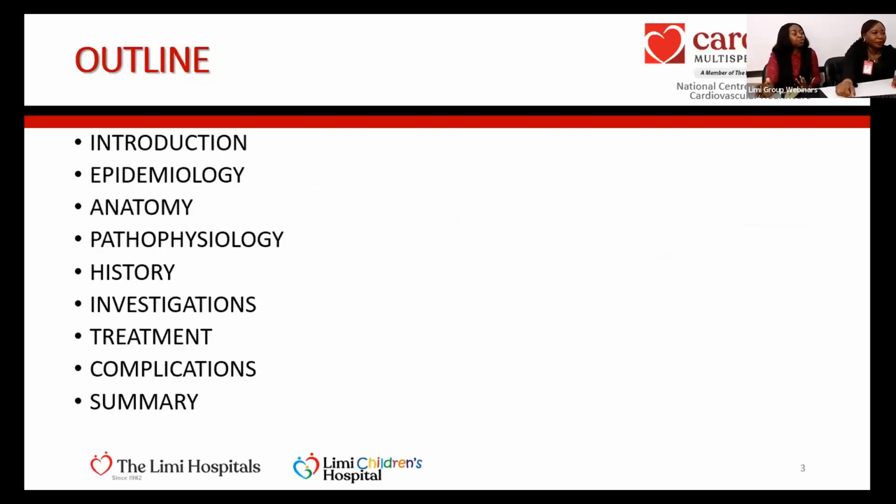We're going to be going through this outline. We'll give an introduction, and then we'll talk about the epidemiology of stroke. We'll talk a little bit about anatomy, focusing on the blood supply to the brain. And then we'll talk about the pathophysiology of the different stroke subtypes, the evaluation, including the history, examination, and investigations, and then we go to treatment, complications, and we'll give a summary.